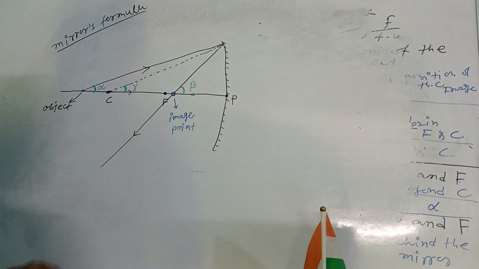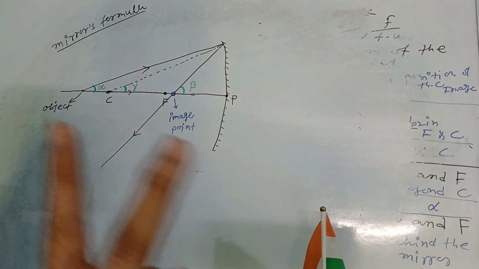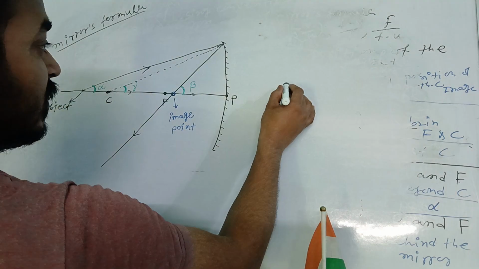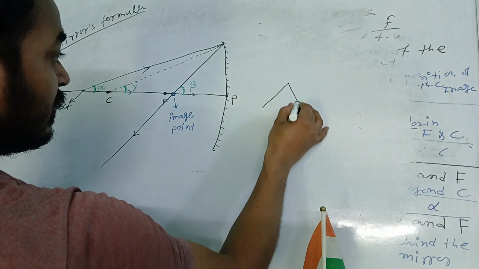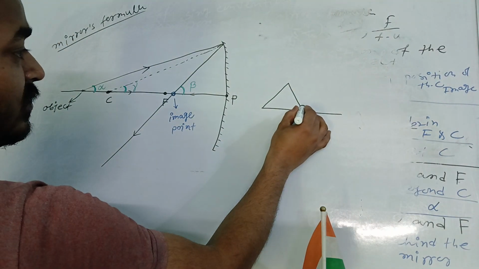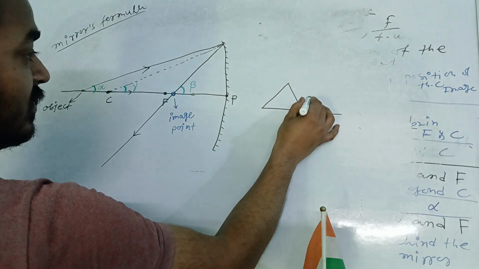And here we have to use two concepts. The first concept is a pure mathematical theorem. Suppose you have one triangle, and this angle is called the exterior angle.